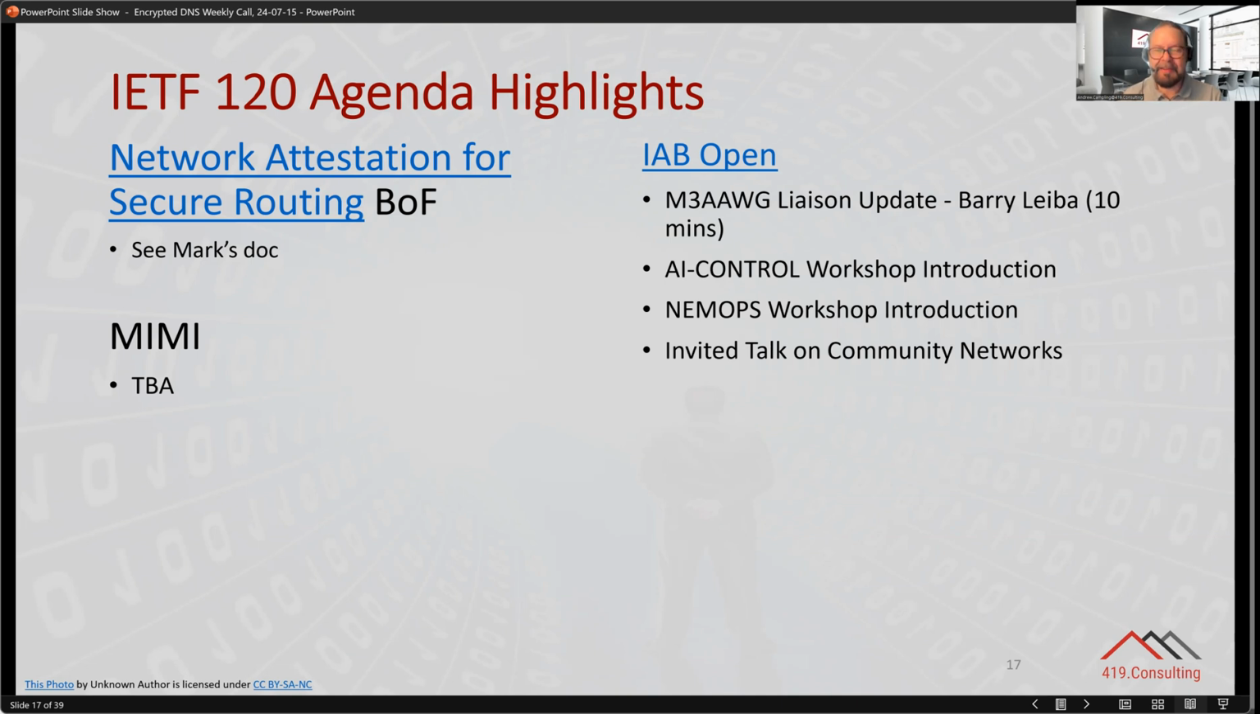Mimi, as before, the agenda is not available yet. For the IAB Open, as you can see on the right-hand side of the screen, you've got the Morgue Liaison update, an introduction to the AI control workshop and the NEMOPS workshops, then an invited talk on community networks. I think the two workshop introductions should be quite useful to get a better understanding of those. And I think I'm right in saying for the AI control workshop, there's a deadline looming for papers, I think a week after the IETF meeting. So do bear that in mind.